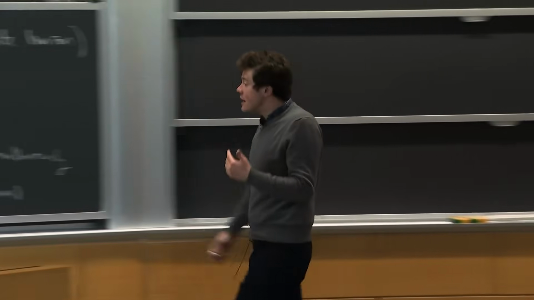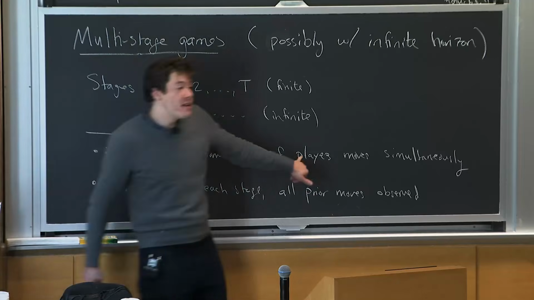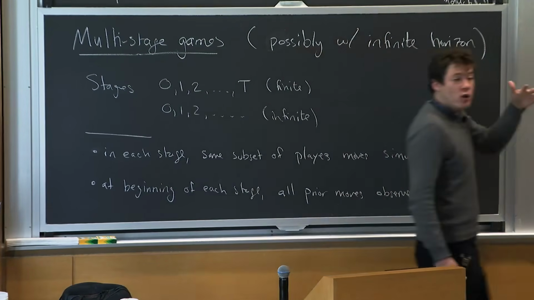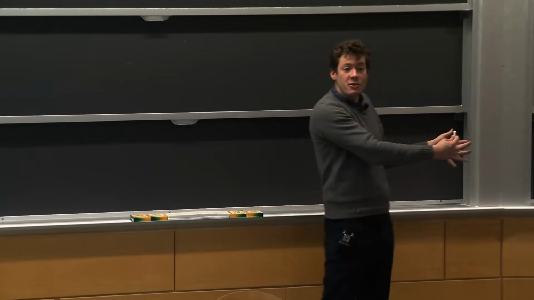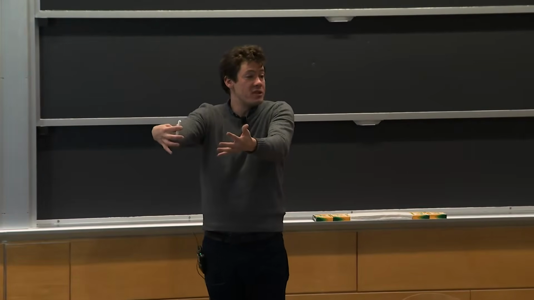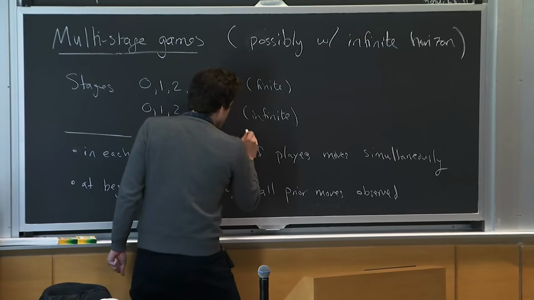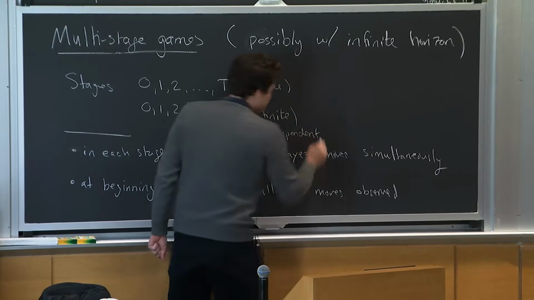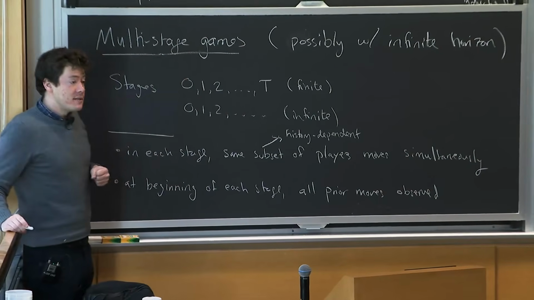And maybe I should be a little more precise when I say some subset of players move simultaneously. It could be that the subset that moves simultaneously depends on what happened in previous stages. So if you look at that Cournot entry game, if firms 1 and 2 entered in the first stage, then firms 1 and 2 play simultaneously in the second stage. If firms 3 and 4 entered in the first stage, then firms 3 and 4 made choices simultaneously. So some subset, which maybe I'll say it could be history dependent, where history means what happened in the previous stages.